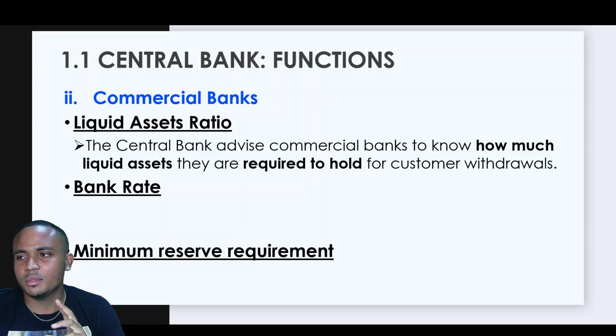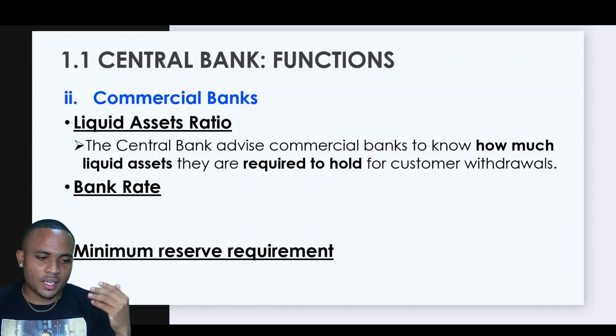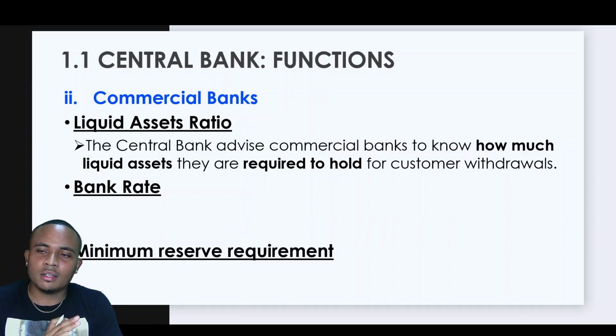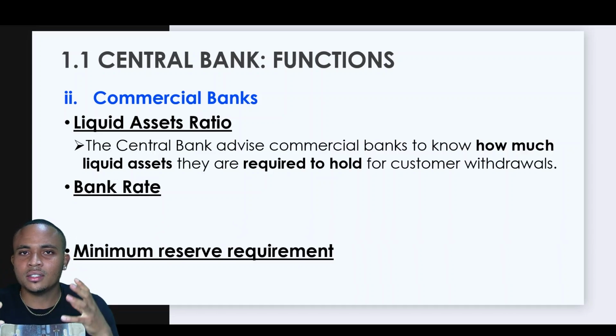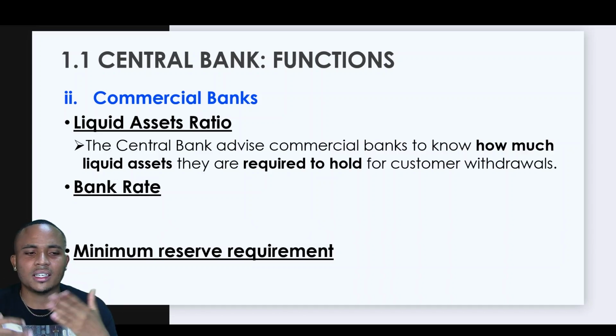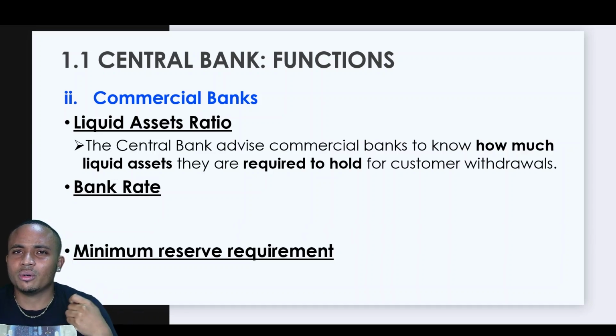The central bank advises commercial banks on how much liquid assets they are required to hold for customer withdrawals. This is where the central bank will tell commercial banks that they are required to hold a certain amount of liquid assets. This is like deposits from customers. They must hold a certain amount and they cannot give it out in loans and investments. So if the liquid asset requirement increases, that means the commercial banks have to give out less loans.